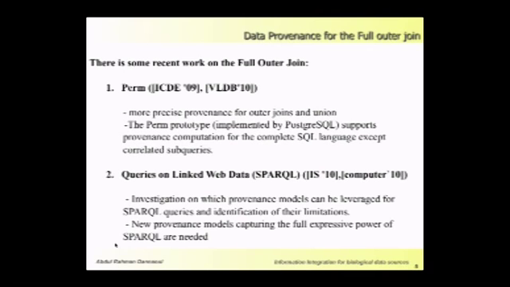So our attention was concentrated on some recent work in the literature that deals with full outer join. As we can observe in this slide, we have two proposed frameworks, and they are very recent. In particular, the first one focuses on the full outer join and the SQL language, and an implementation is available. The second one is focused on SPARQL, a language to query data on the web.